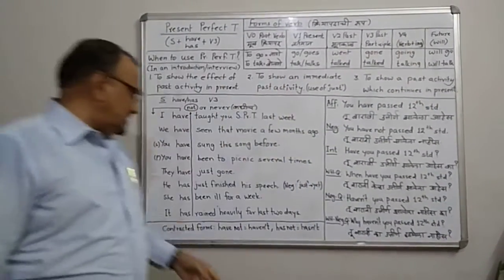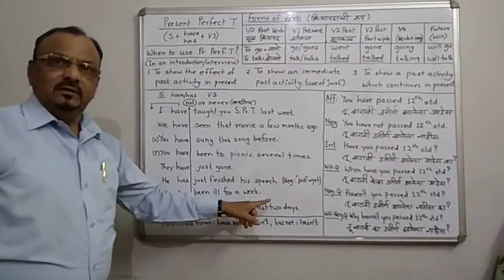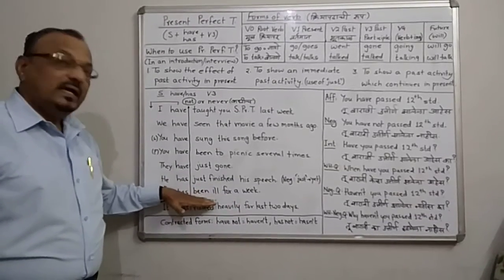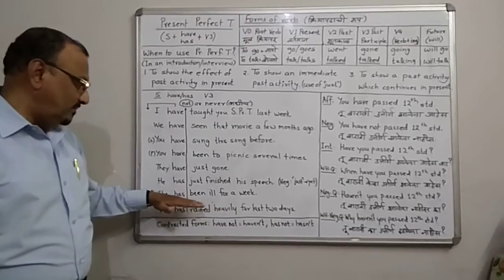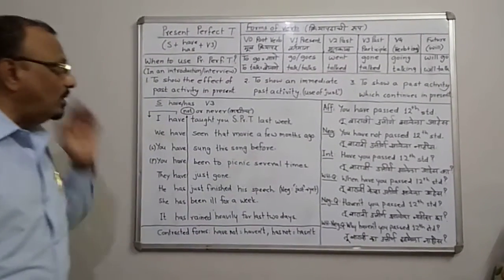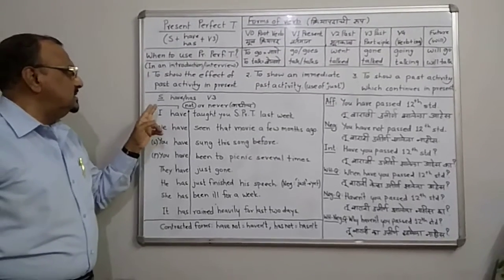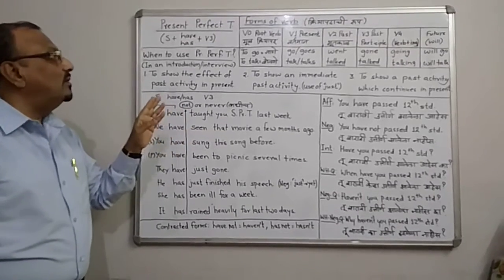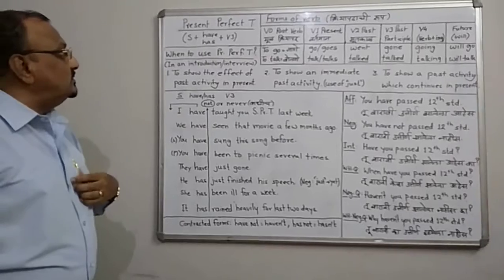For example, there is one sentence here. She has been ill for a week. That means she is still not well. She may take some time to recover. Okay. Now we will see many sentences which will clear the form of this present perfect tense and explain it to you in a better way.